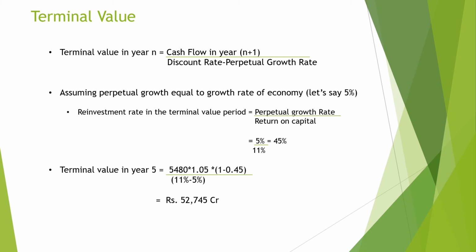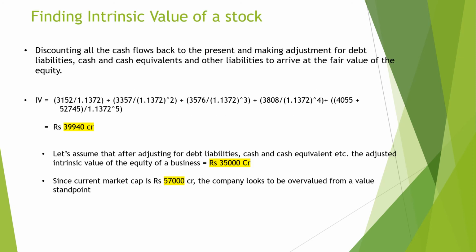And then finally we calculate the terminal value at the end of year 5, which is basically the cash flow in year n plus 1, multiplied by the perpetual growth rate and also by the reinvestment rate, and in the denominator we have the discount rate minus the perpetual growth rate. After plugging in all the desired inputs, we get a value of 52,745. So what we have done is calculate all the four inputs which I discussed in the second slide, and we have discussed all these inputs in detail.